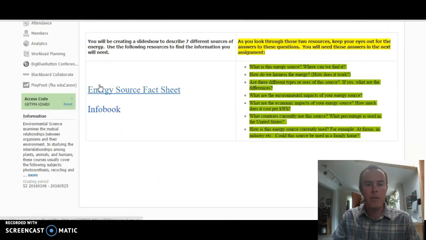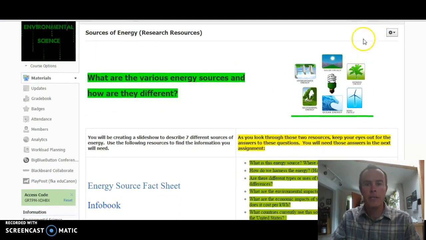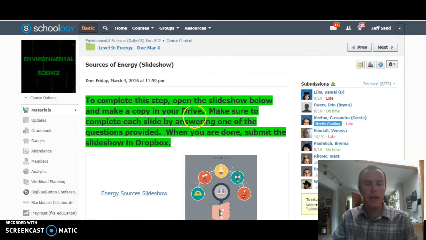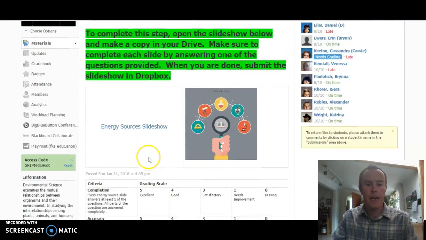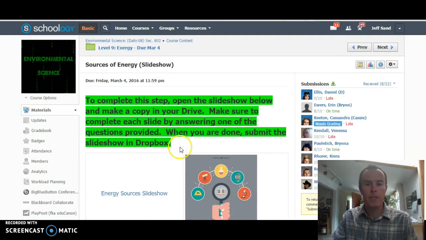And then here was really where they start to do some research. I've provided links here and some guiding questions, and they're using this to prepare for a slideshow that they'll be creating, which is here. And then there's a rubric provided, and there's a discussion component as well.